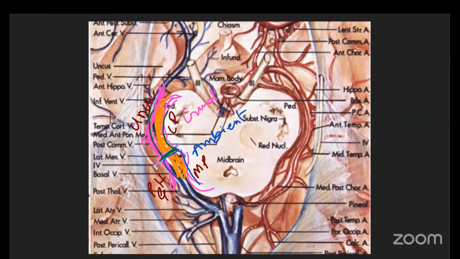Okay, going back. The green portion is the crural cistern. It is between the uncus and the cerebral peduncle. The blue portion is between the parahippocampal gyrus and the midbrain. That is the ambient cistern. Both of these portions are in the middle incisural space.